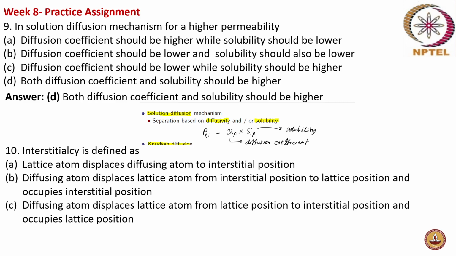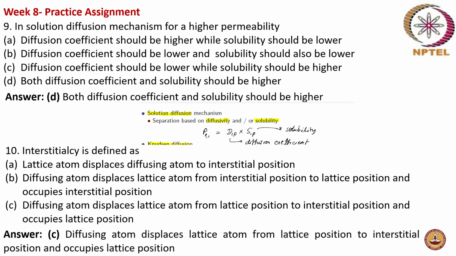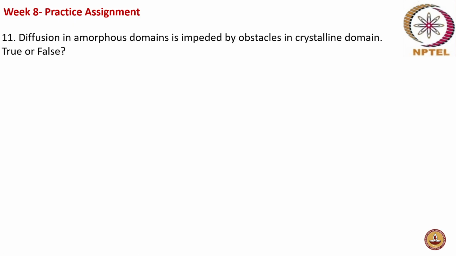Which is the definition of interstitial C? Second one, ma'am. You're saying that the diffusing atom displaces a lattice atom from an interstitial to a lattice position and it occupies the interstitial position, you say. Okay, it's actually the diffusing atom: it displaces a lattice atom from the lattice position to an interstitial position and it goes and occupies the lattice position. Okay, hope you got it. Let's proceed to question number 11.